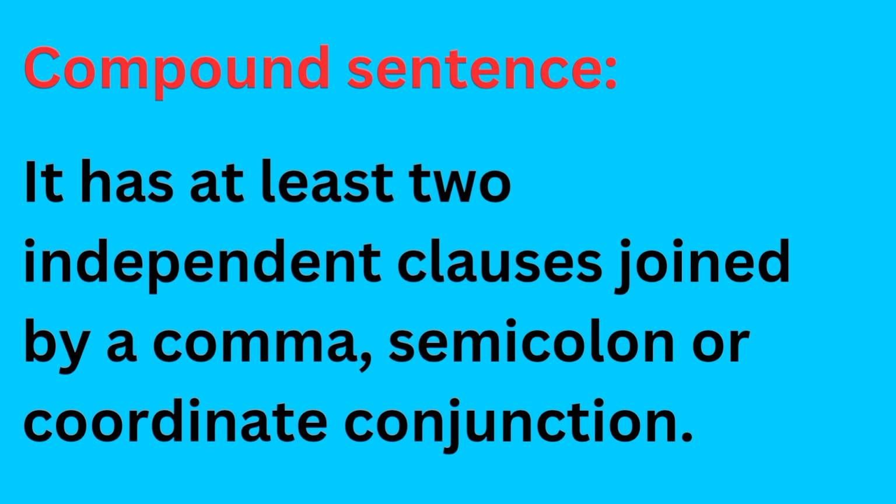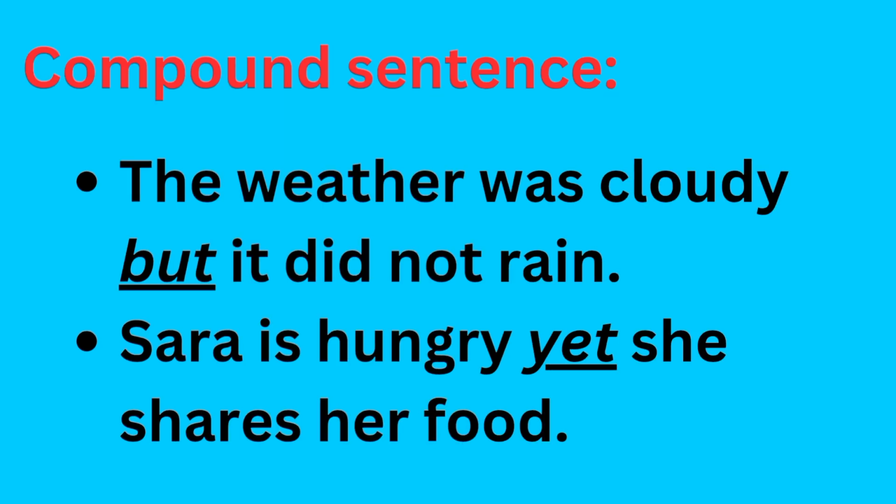Compound sentence. It has at least two independent clauses joined by a comma, semicolon, or coordinating conjunction. Here is a famous formula, FANBOYS, of coordinating conjunctions. If you remember it, then you can easily connect two sentences by using this formula. F for, A and, N nor, B but, O or, Y yet, and S so. For example, the weather was cloudy, but it did not rain.